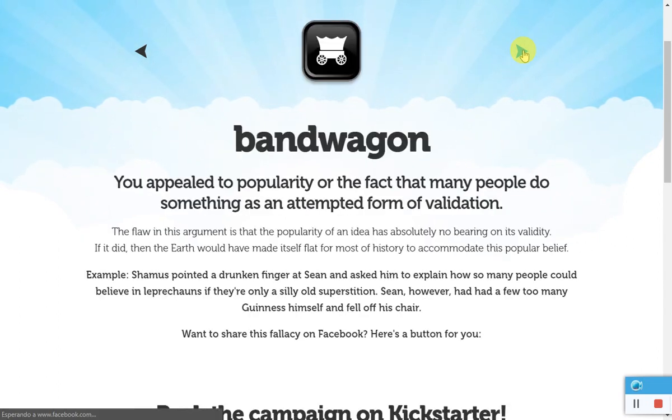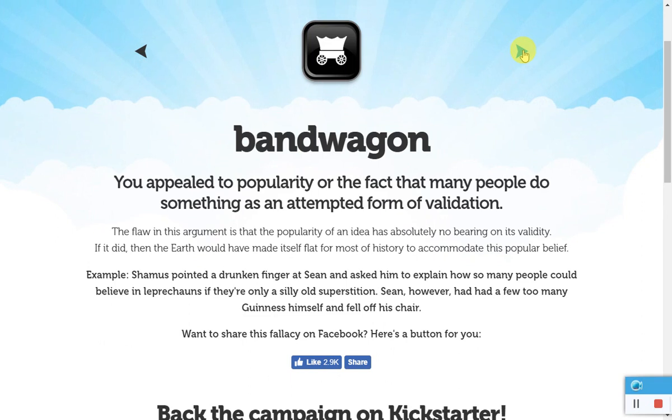14. Bandwagon. You appealed to popularity, or the fact that many people do something, as an attempted form of validation. The flaw in this argument is that the popularity of an idea has absolutely no bearing on its validity. If it did, then the earth would have made itself flat for most of history to accommodate this popular belief.